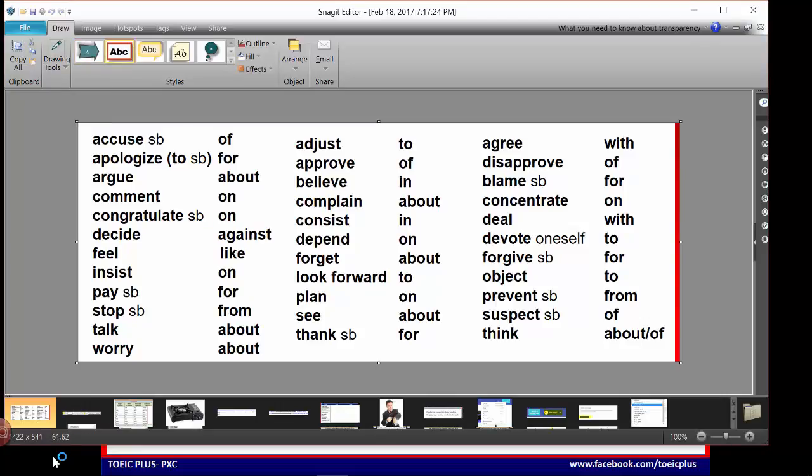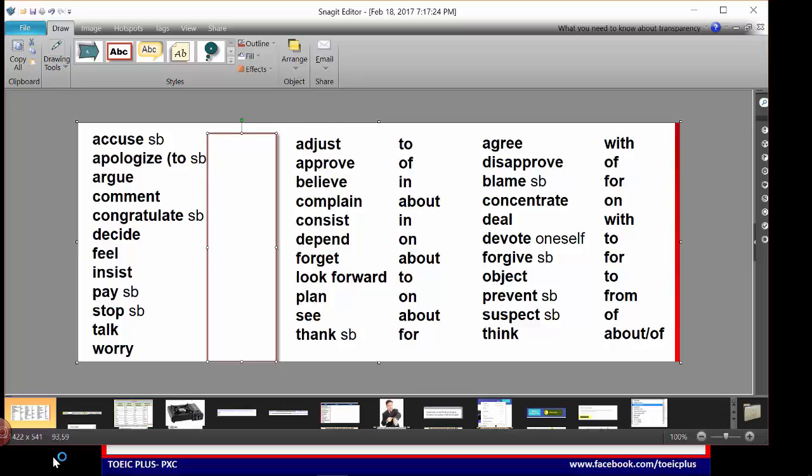Slow. Again, accuse somebody of. Apologize for. Argue about. Comment on. Congratulate somebody on. Decide against. It can be decide on too. Okay. Feel like. Insist on. Pay somebody for. Stop somebody from. Talk about. Worry about. Again, what?